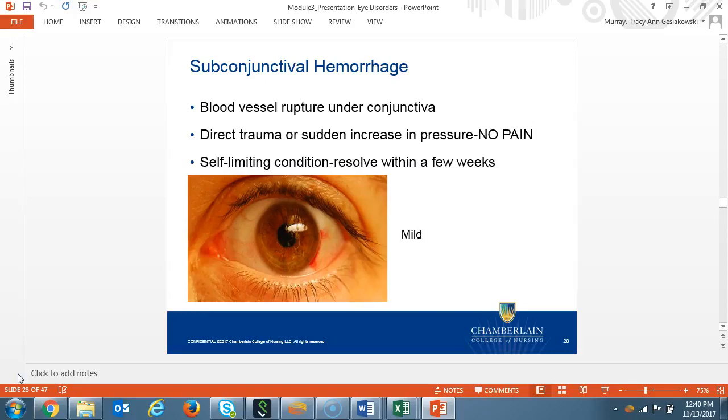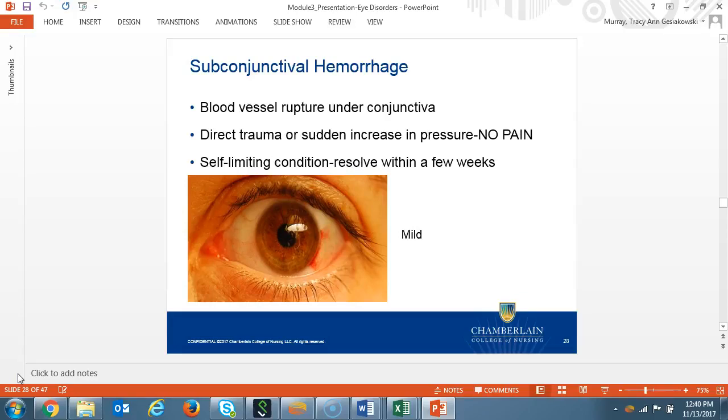Undoubtedly, you will come across a case or two of subconjunctival hemorrhage, maybe even during your clinical rotations. A subconjunctival hemorrhage is blood that is trapped under the conjunctiva. This can occur from direct trauma or from a sudden increase in pressure of the chest, which can be caused by sneezing, coughing, or straining with a bowel movement, vomiting, and strangulation, to name a few.